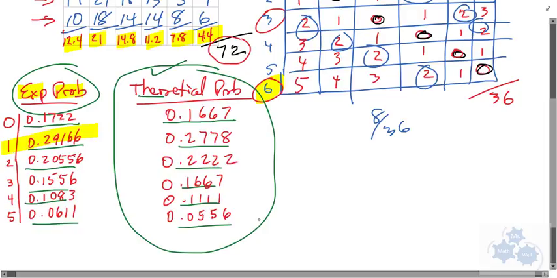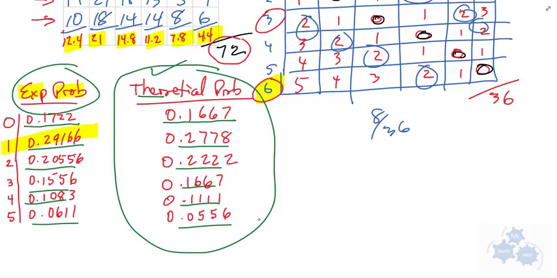And you will find that as you do more and more experiments, or you gather more and more data, the experimental probability will start to come closer to the theoretical. Right?